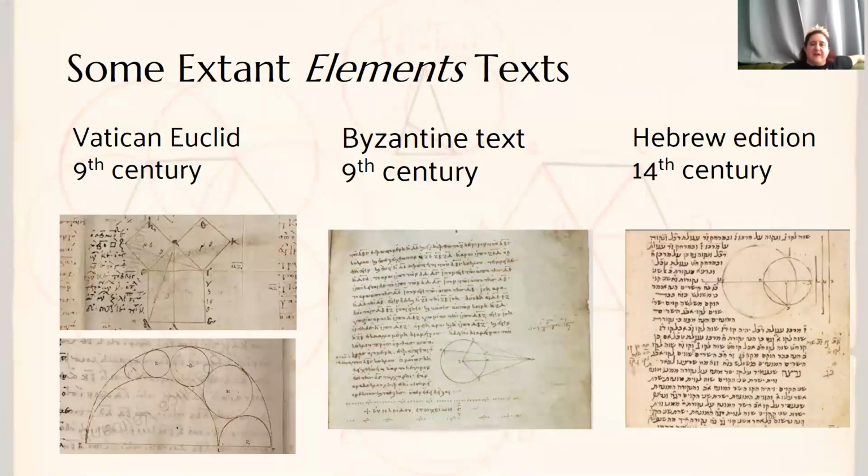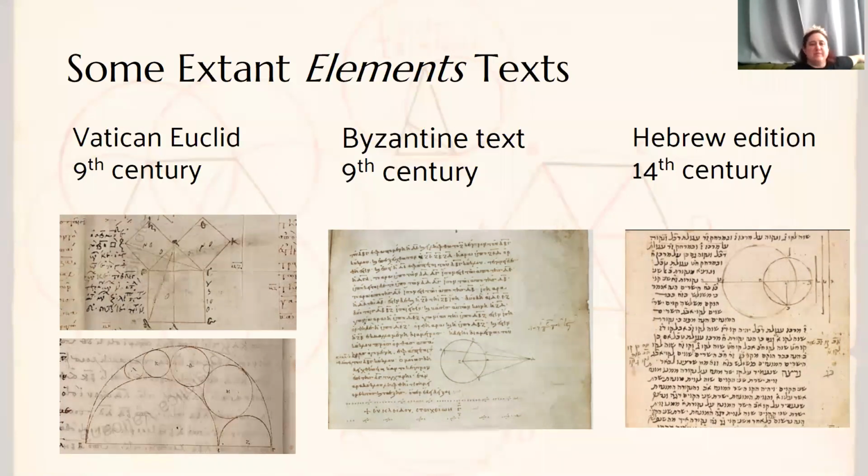So here are some texts of the Elements that come from different places, different times. This is the earliest, the one on the left, the Vatican Euclid. This is the earliest known text of the Elements that still exists today. Those are just pretty scrolls. They're just gorgeous, the whole look of the page. Yeah, I picked pretty ones.